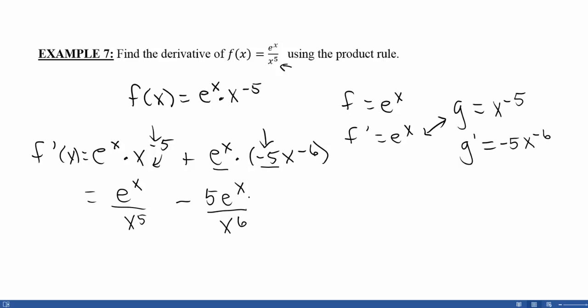So now my derivative looks like two quotients here, but we were able to find these using the product rule because we were able to bring the denominator up.